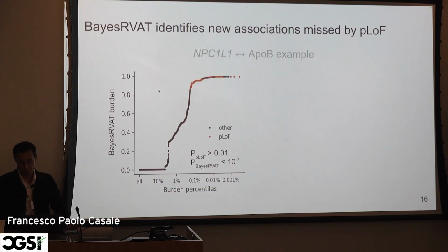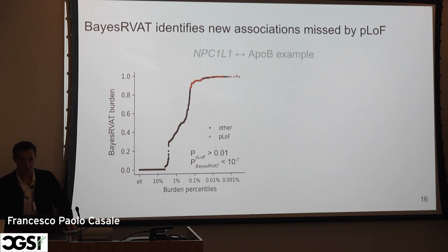And so we looked into these and other examples in detail. And here I'm showing the distribution of the mean of the posterior of the burden from Bayesian. These are its values versus the percentiles. And each point here is an individual. And I'm coloring in red individuals who carry a loss of function.